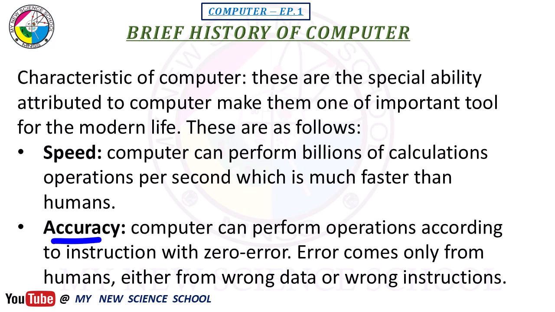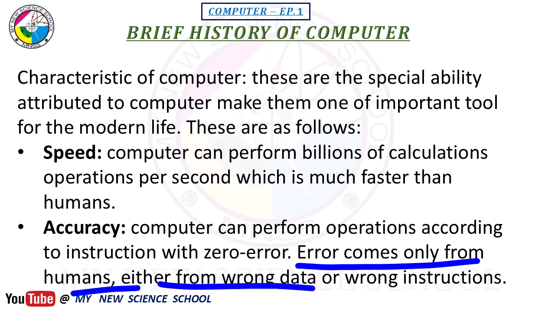Then we have accuracy. So computer is very accurate in performing tasks. Computer can perform operations according to instruction with zero error. So it will perform the calculation with no mistake. But they said error comes only from humans, either from wrong data or wrong instruction. Maybe you give the computer wrong instruction so it can perform wrong calculation for you. But this error is coming from you, not from the computer.